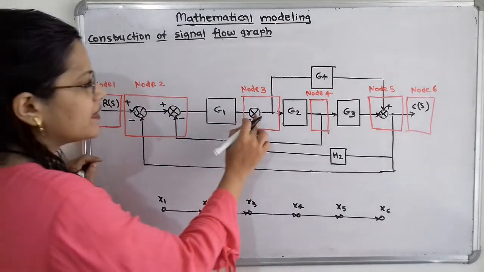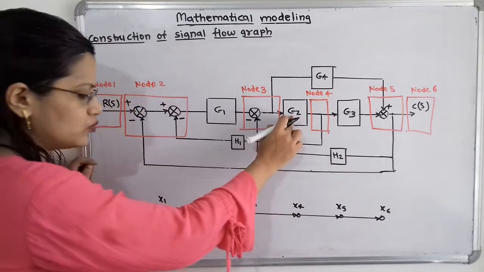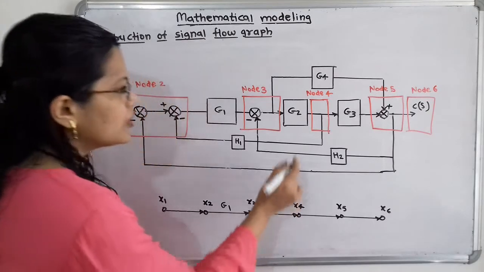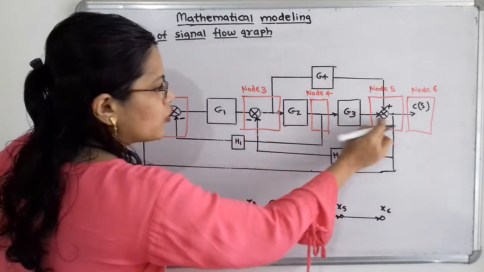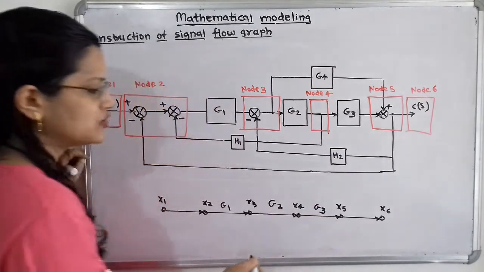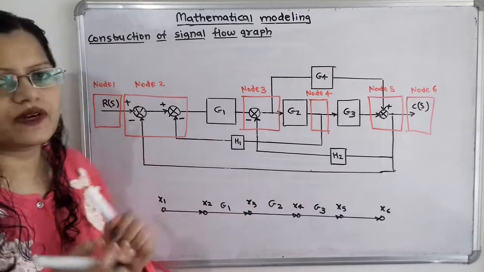Then in between x3 and x4 again there is G2. So in between x3 and x4 we have to show G2. Now in between node 4 and node 5 there is gain G3. So we have to show here as a gain G3. So these are the gains for this forward path.